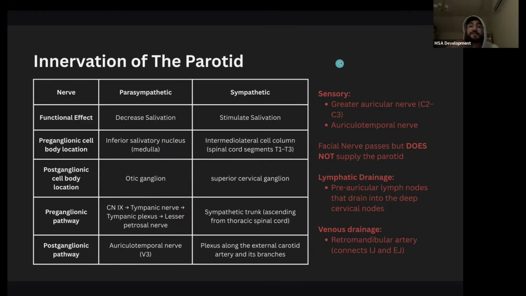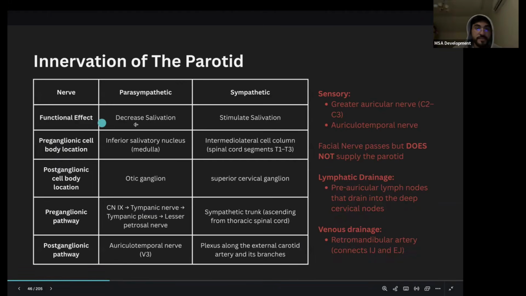So what supplies the sensation to the parotid is going to be two nerves, the greater auricular nerve and the auriculotemporal nerve. Again, the facial nerve passes but does not supply the parotid. And the lymphatic drainage is going to be through the pre-auricular lymph nodes that drain into the deep cervical nodes, just like the nasal cavity. And the venous drainage is going to be through the retromandibular vein, which basically connects the internal jugular and the external jugular. And again, this is a mistake. This is supposed to be increased salivation, and this will be decreased salivation.